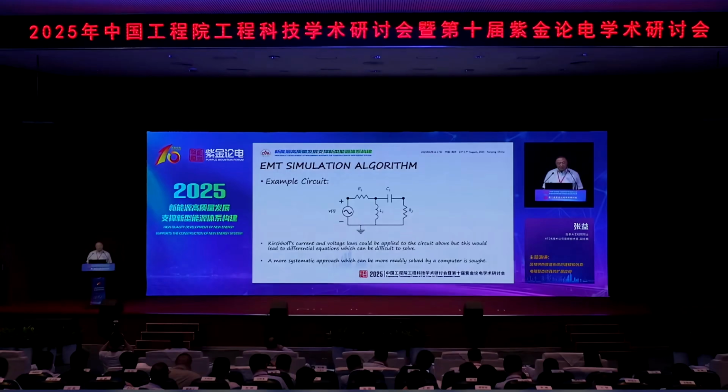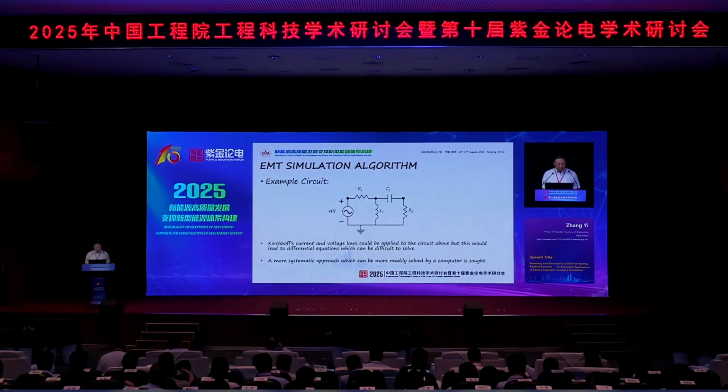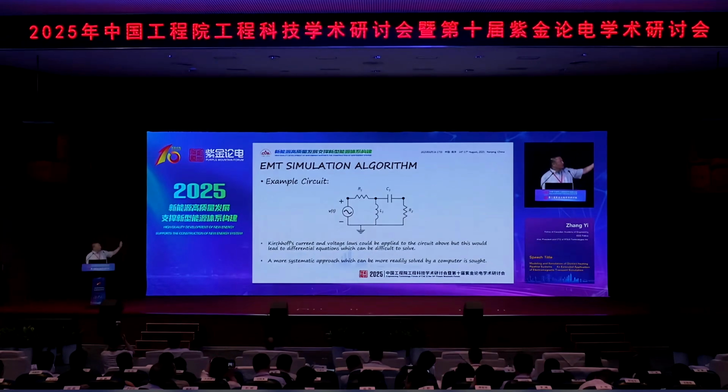For the EMT, we know EMT simulation is a very mature algorithm developed 60 years ago by Professor Hermann Dommel, who recently passed away. We had a memorial service for him specifically at this PES general meeting. What he did was to solve the power system in circuit form. Basically, it solves the circuits themselves.